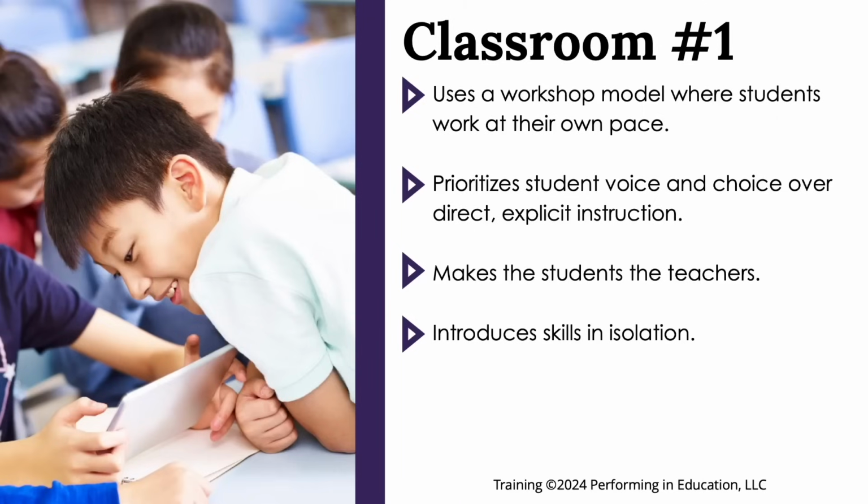Okay, so classroom number 1 is a workshop model. Students work at their own pace, so our students are all in different places. If we are doing any instruction, it might not be exactly where the students are. It prioritizes student voice and choice over direct, explicit instruction. Of course, voice and choice is very important. It makes the students the teachers, and it introduces skills in isolation, so it's not relating to reading or even necessarily within the writing piece.